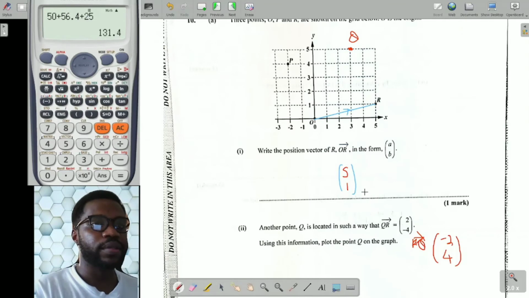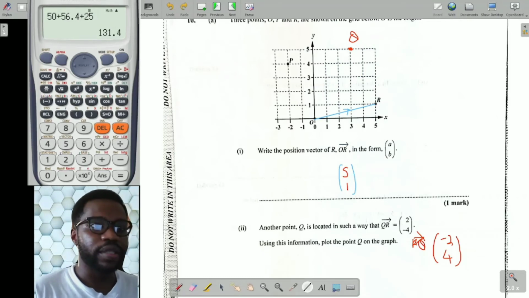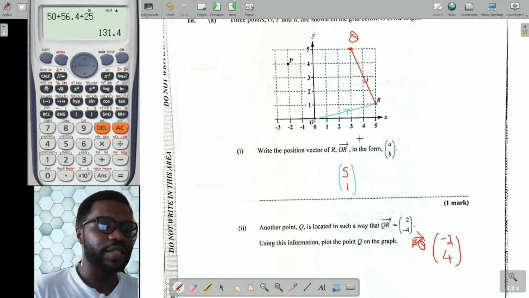Now QR, I can actually go right ahead and draw the vector right here from Q. Oh, Control Z. Let me get this neatly from Q to R. There we go. Now let's check to see if it's actually the same. QR is 2, negative 4. So let's go from Q to R. 2 to the right, 1, 2. Then negative 4, 1, 2, 3, 4 down. That's it.